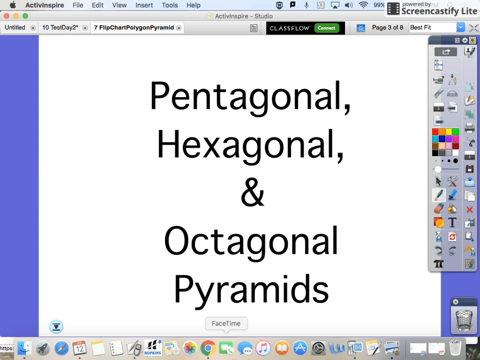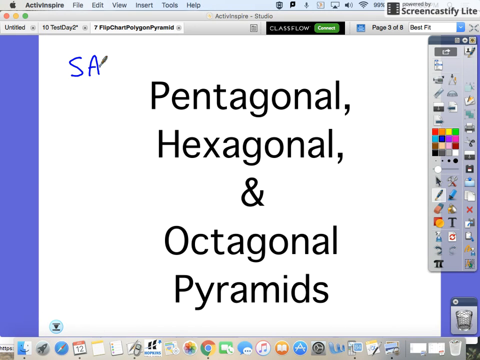This is lesson 7 in the volume unit. I'm pretty sure it's lesson 7. We're going to look at polygonal pyramids, like pentagons, hexagons, and octagons that have been made into pyramids. I had you fix your formulas on your formula sheet for square pyramids. We're going to use those same formulas.